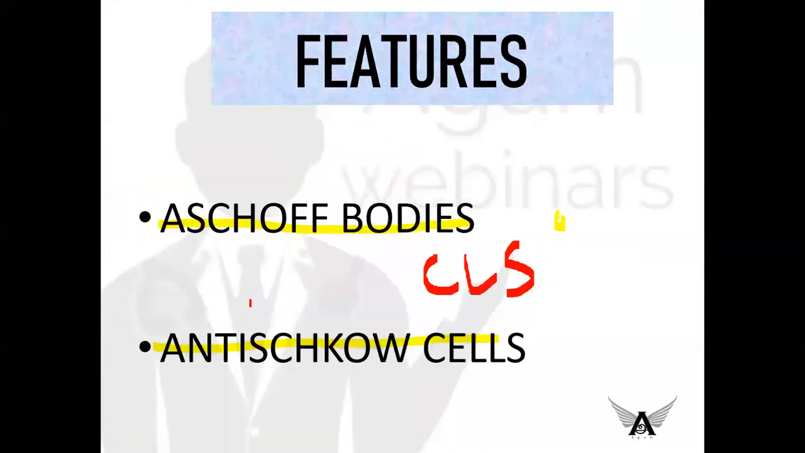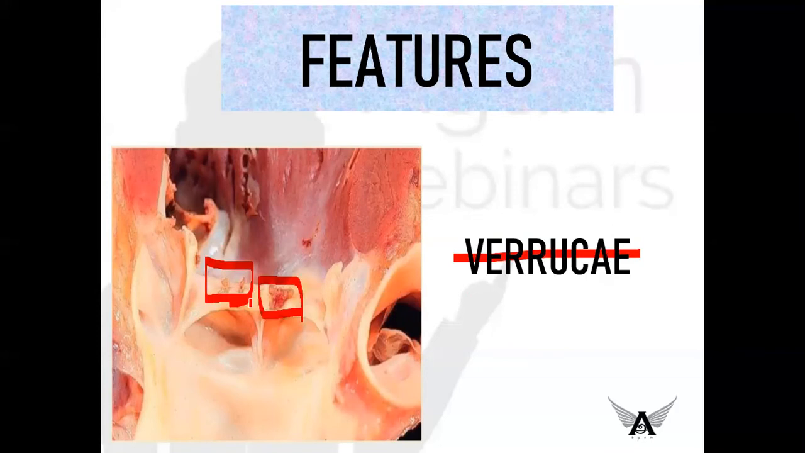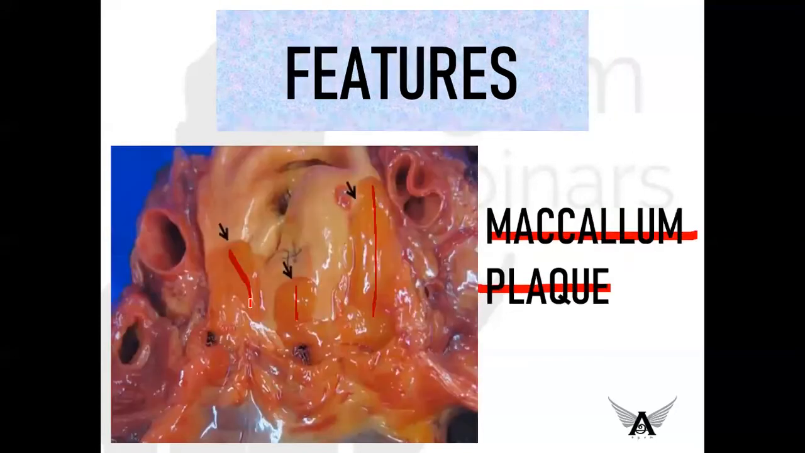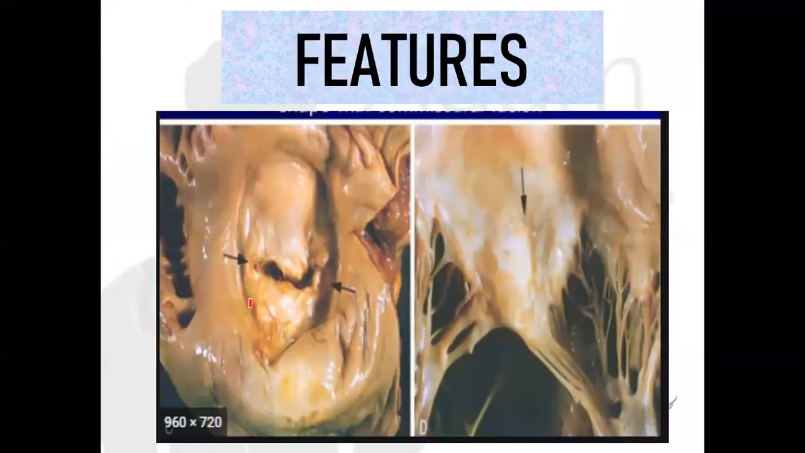Okay, so histologically we have seen two things: Aschoff bodies and Anitschkow cells. And grossly, in your aortic valve you are going to have verrucae, and in your left atrium you are going to have a MacCallum plaque. These are some possibilities. But the most common thing, as I told, we saw that mitral valve stenosis is the most common visual representation of rheumatic heart disease.